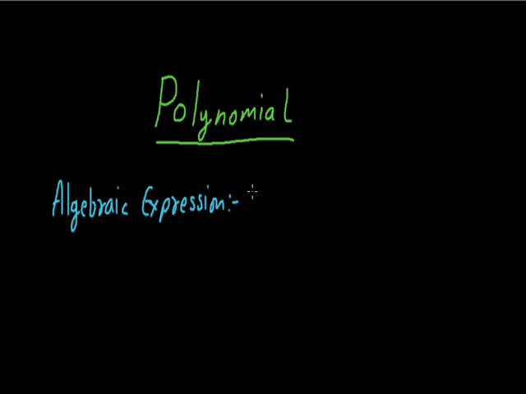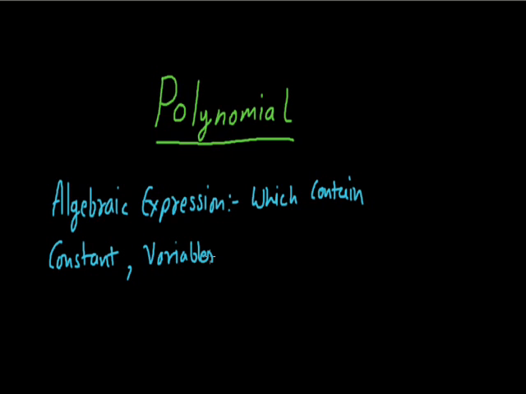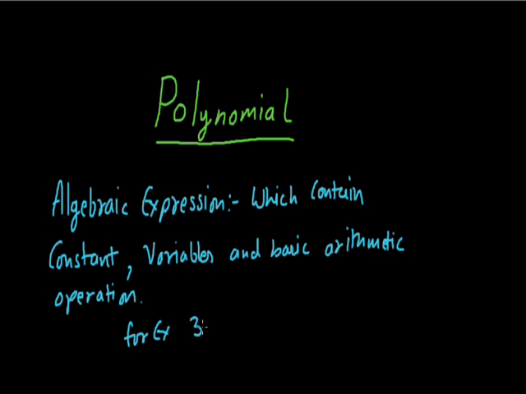An algebraic expression is an expression which contains constants, variables, and basic arithmetic operations. If an expression has these, we call it an algebraic expression. For example, 3x square minus 5y plus 8.